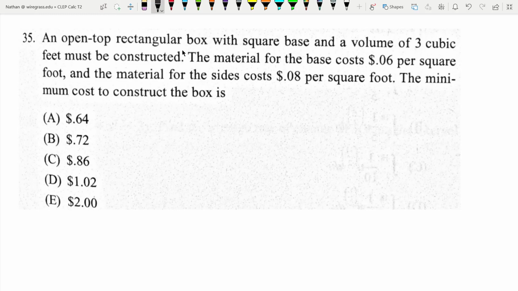An open top rectangular box with square base has a volume of 3 cubic feet and it must be constructed. The material for the base is 6 cents per square foot and the material for the sides is 8 cents per square foot. What's the minimum cost to construct this box?